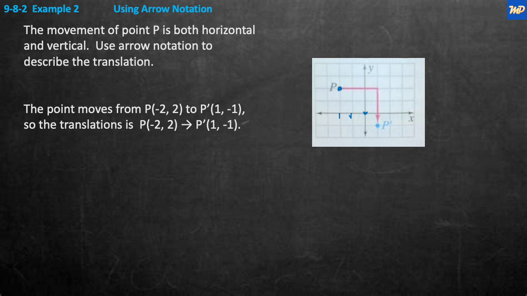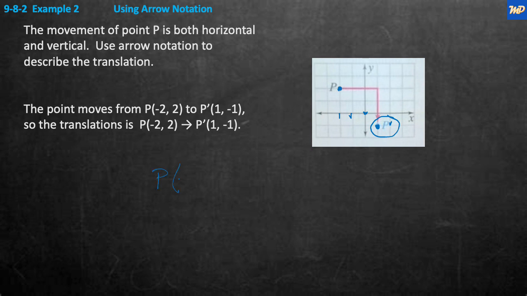It says to P prime, right? P prime of 1, -1. So P prime of 1 is the X position, 1, -1. Here it is right down here. And it's P prime, right there, P prime. It's a little hard to see, it's fuzzy, but it definitely has a little prime right there. Okay? So the translation is P -2, 2, there it is.